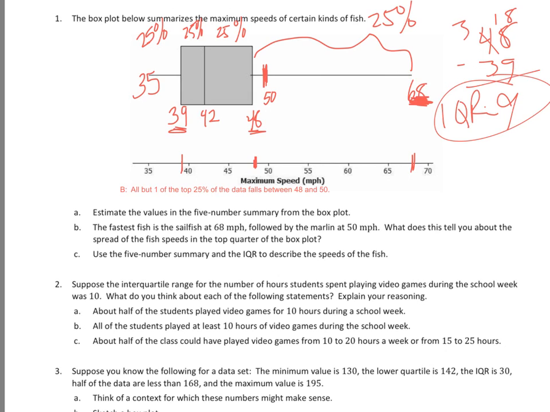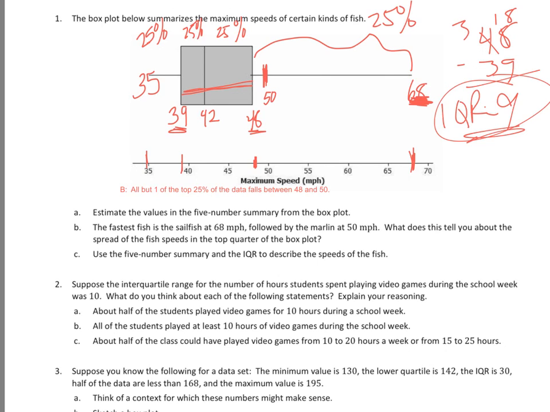I would say when I describe this, the fish speeds vary from 35 miles per hour to 68 miles per hour, which we can see because that's our minimum and our maximum. The interquartile range is 9 miles per hour, which we have right there. The middle half of the data, not the middle of the data, the middle half of it, is between 39 and 48.